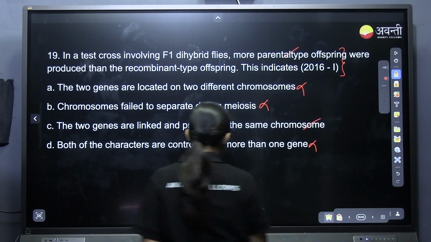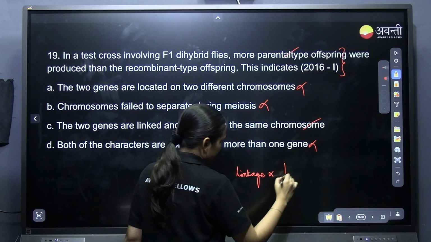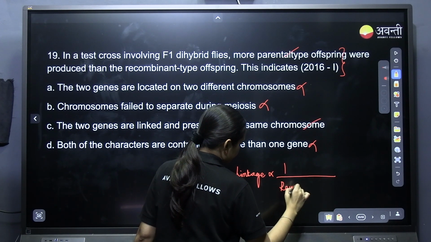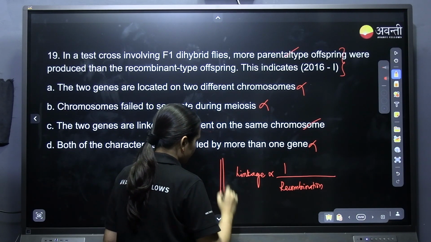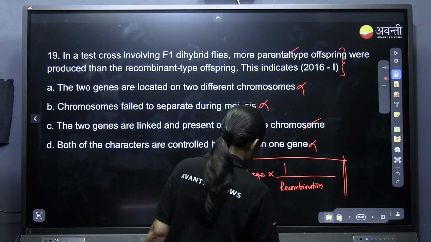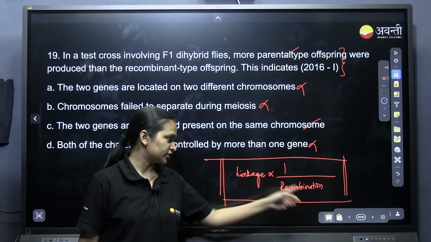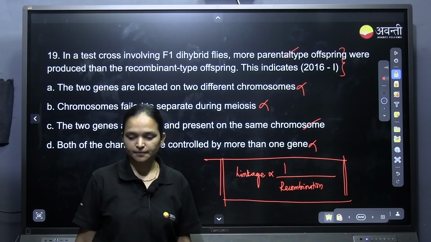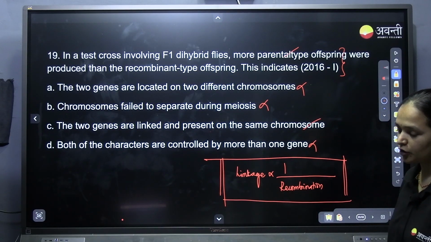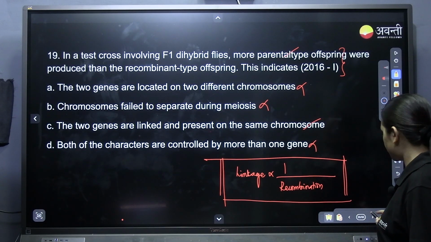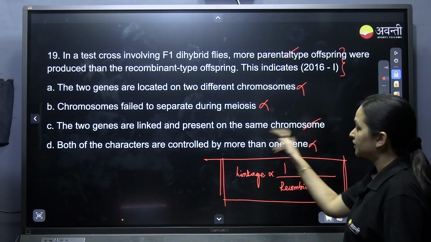Always remember this formula: linkage is inversely proportional to recombination. Remember this formula, because more linkage means less recombination, and less linkage means more recombination. There are questions regarding this particular thing, linkage and recombination. We are going to solve further questions. Yes, C is the correct answer.